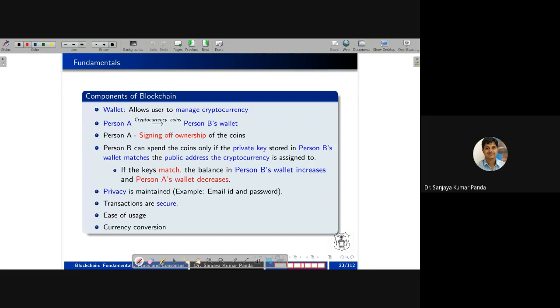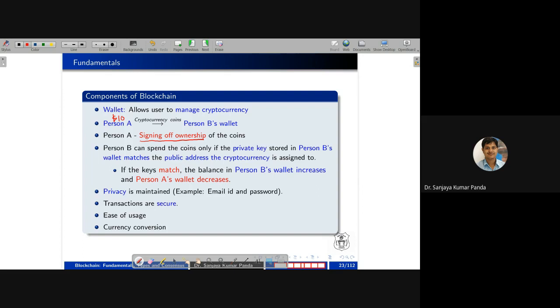So suppose I want to transfer, let's say, $10. If person A wants to send $10 to person B, then after initiating this, there has to be a signing of the ownership of these coins. Once you initiate a particular transaction, you cannot claim that these coins again belong to you. And person B can spend the coins once after receiving this $10.